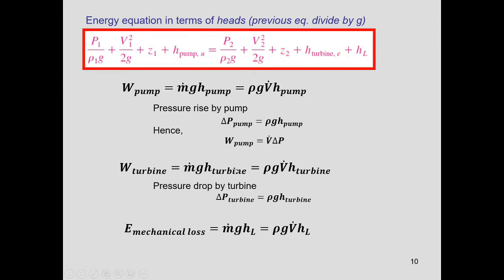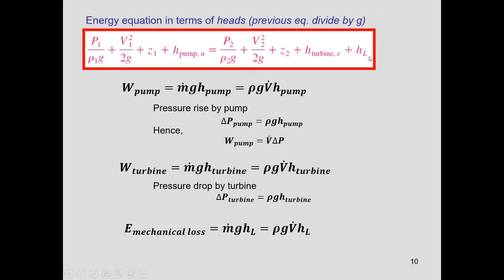Or alternatively, you can use the equation for density times G times flow rate h_turbine. Okay, m dot is equal to density times V dot. That's where these two equations come from. Or you can get the pressure drop by the turbine: delta P turbine is equal to ρg h_turbine. It's the same for the pump and also the turbine.